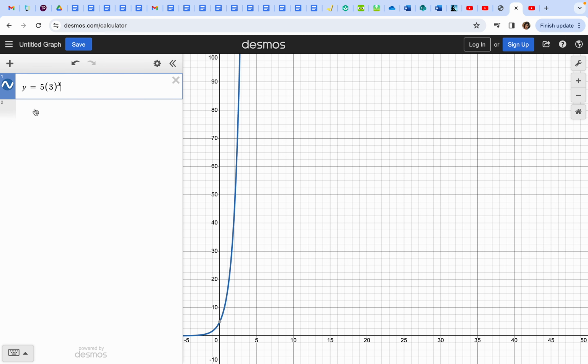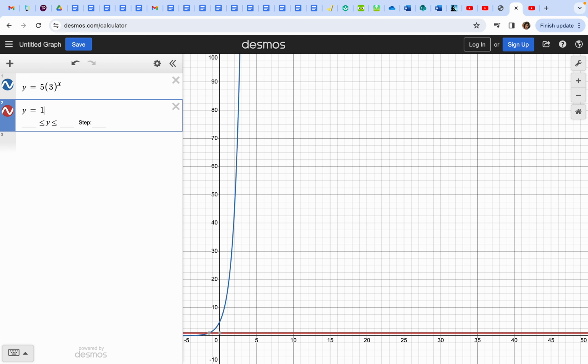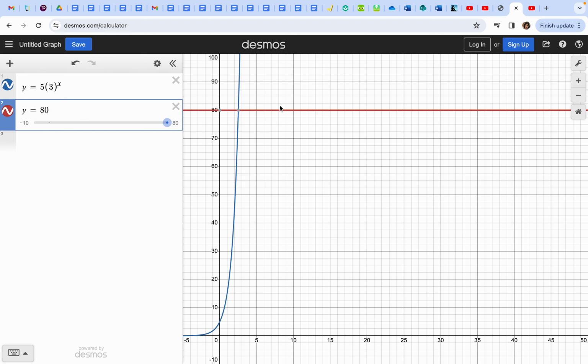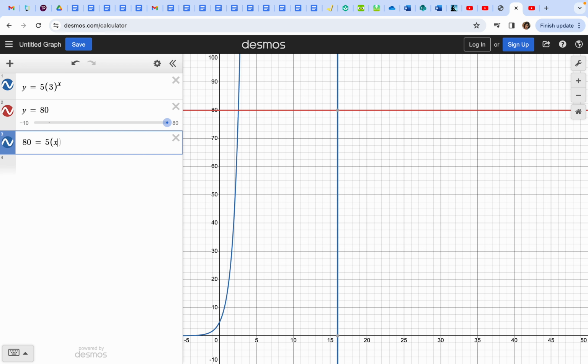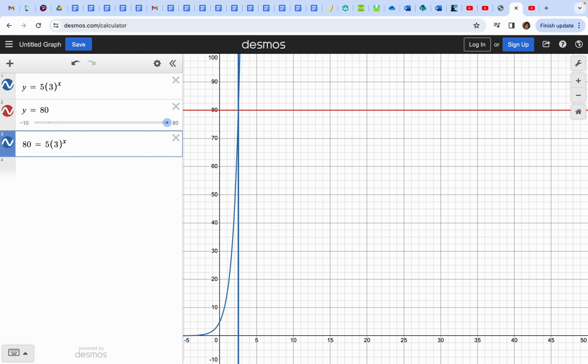The other one is going to be, how do I end up solving this? Let's say I want y to be 100. Oh, too big. Y to be 80. How do I find this value? So I end up having 80 equals 5 times 3 raised to the x. I ended up with that same value because this is just an equation. But how do I find x? We've always done inverse operations, but what's the inverse of an exponential function? We're going to see the inverse of an exponential function is something called a log function.